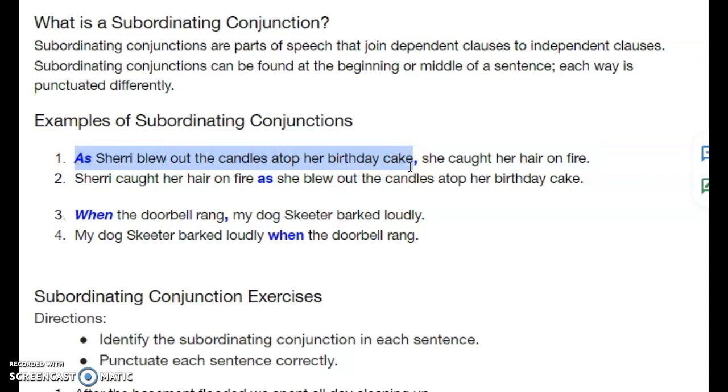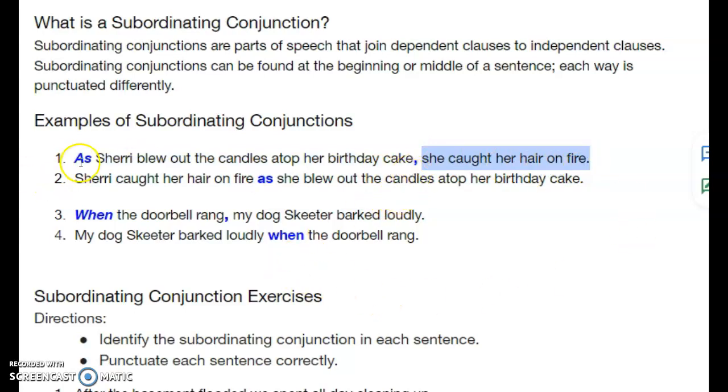We still have the subject and predicate, Sherry blew, but we do not have a complete idea, because when we say, as Sherry blew out the candles atop her birthday cake, that's clearly not a complete idea. We're waiting for more. You assume the person is going to say more. What happened as she did that? And so it becomes a dependent clause or a sentence fragment, and then it attaches to an independent clause here.